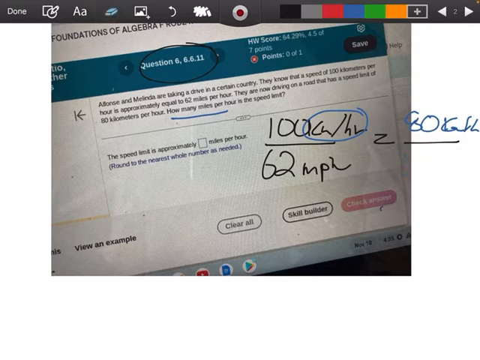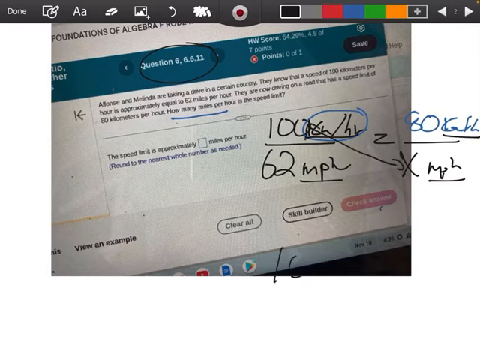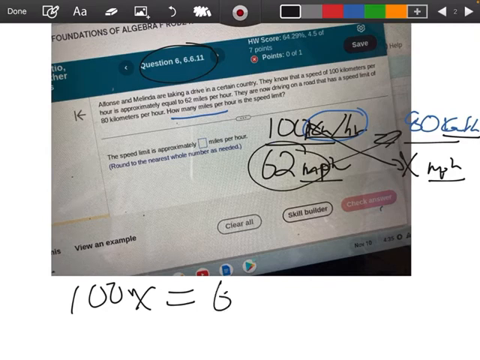Let me use a black marker so it comes out a little bit better. X miles an hour. Again, miles per hour on the bottom, miles per hour on the bottom. Kilometers per hour on the top, kilometers per hour on the top. So I'm going to cross multiply now, y'all. Let me write it over here where I got some more room. I'm going to have 100x equals 62 times 80.